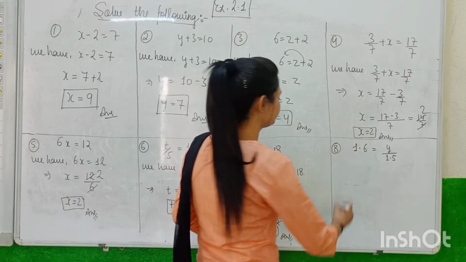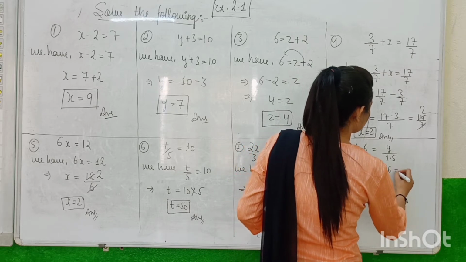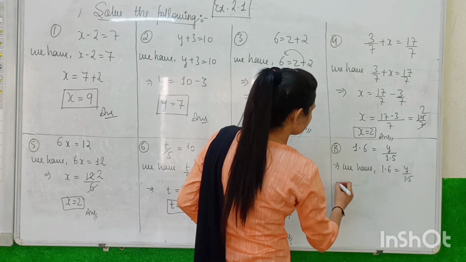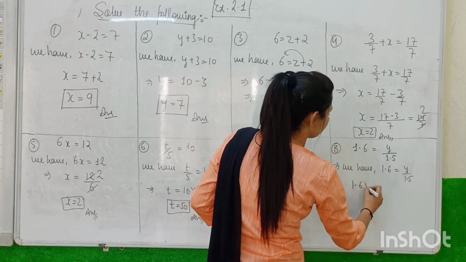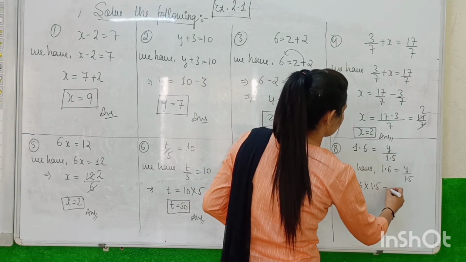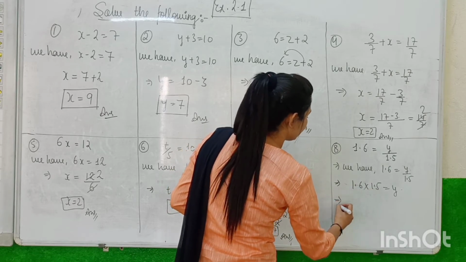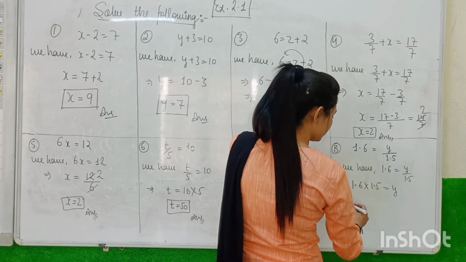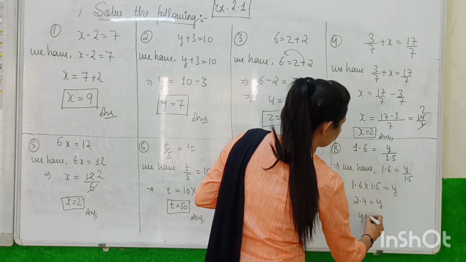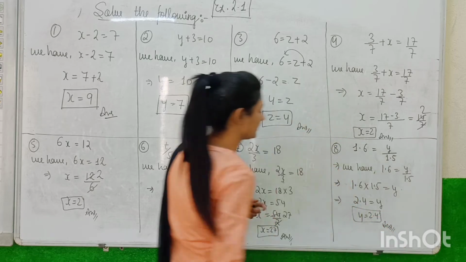Now the eighth one, what we have here, 1.6 is equals to y upon 1.5. Now this y will be written as it is. This 1.5 is in the denominator here. So here it will come in the numerator, that is equals to y. So multiplying this 1.6 and 1.5 gives us 2.4 is equals to y, or y can be written as 2.4. So this is the answer.